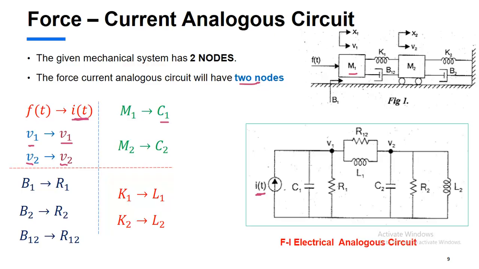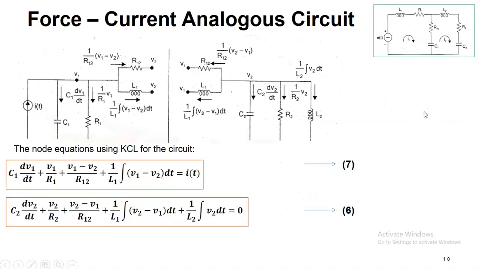We have a node 1 here, and K1 and B12 appear as common elements between two nodes. Similarly, in the electrical circuit also, it should be a common element between the nodes V1 and V2. B12 is nothing but R12. K1 is nothing but L1. Next, I am representing this V2 node. M2 is represented by C2. B2 is represented by R2. K2 is represented by L2. This is how we have to draw the force current electrical analogous circuit.